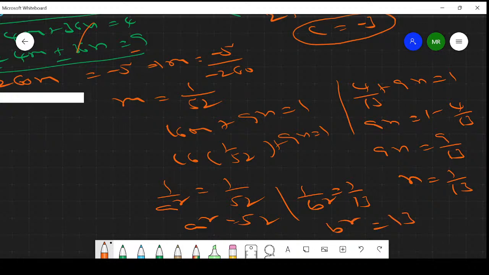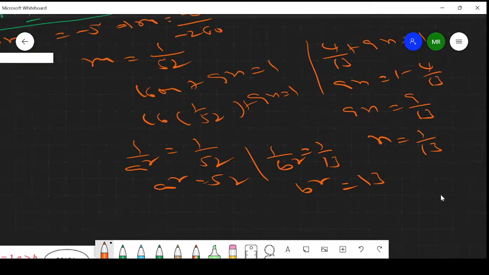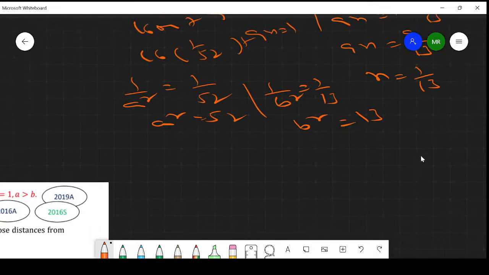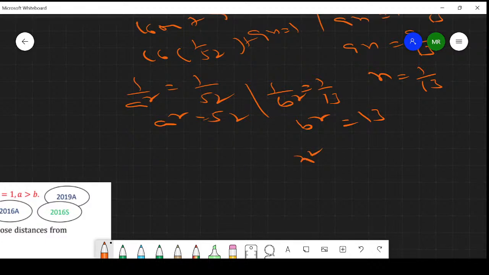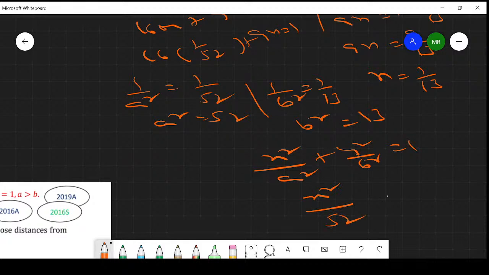Therefore, the final answer, the equation of the required ellipse is x square by a square plus y square by b square is equal to 1. You substitute the values: x square by 52 plus y square by 13 is equal to 1. That is the required answer. x square by 52 plus y square by 13 is equal to 1. This is 52, this is 13, equal to 1. That is the required answer.